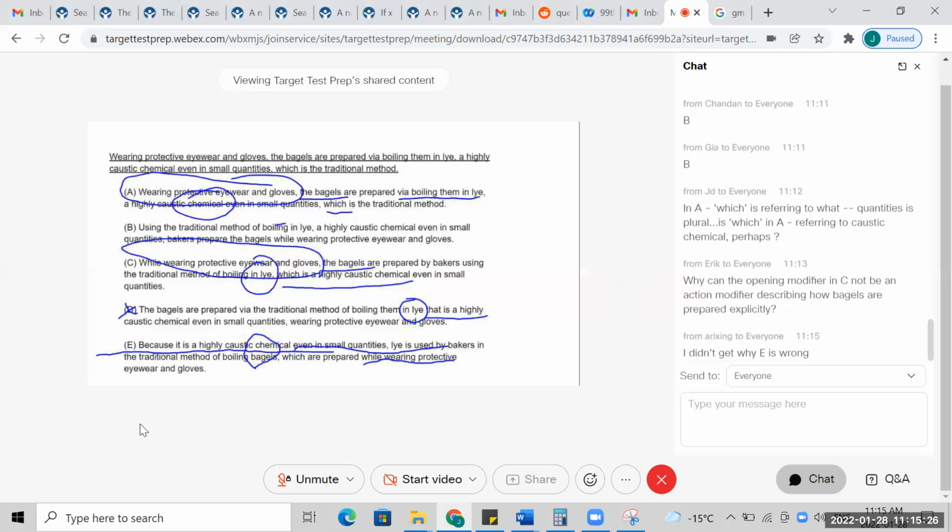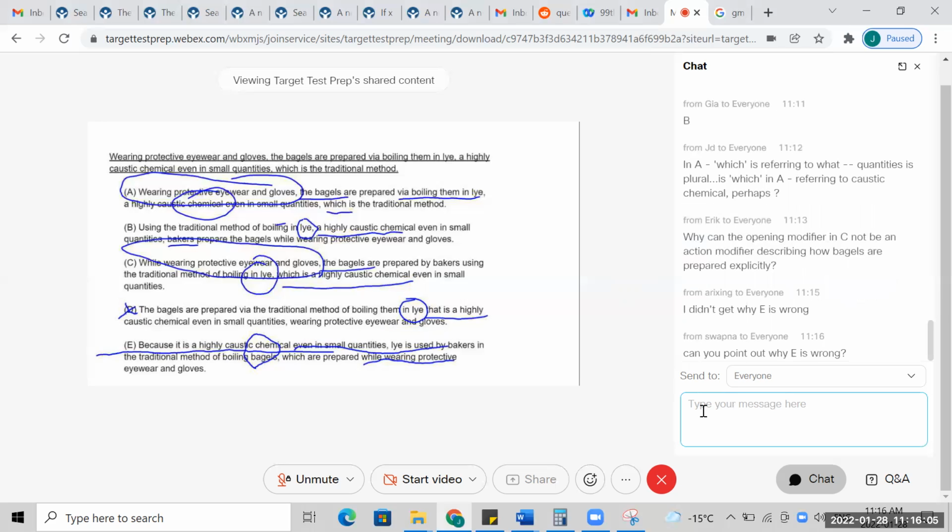Finally, going back to B, using the traditional method of boiling in lye, a highly caustic chemical, even in small quantities, bakers prepare the bagels. So, okay, using the traditional method of boiling in lye, a highly caustic chemical. So this is in the right place to modify lye. Bakers prepare the bagel. Now, the key thing here is we have to notice that this using the traditional method jumps this entire, the highly caustic chemical is part of this opening modifier. So the using traditional method correctly modifies bakers, the ones using the traditional method. So this is our correct answer.